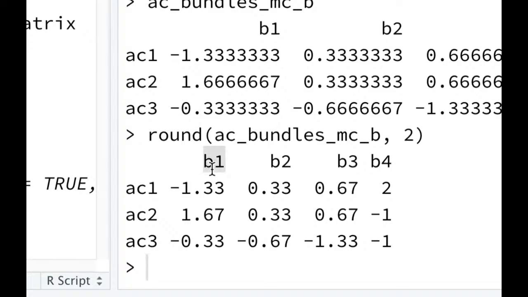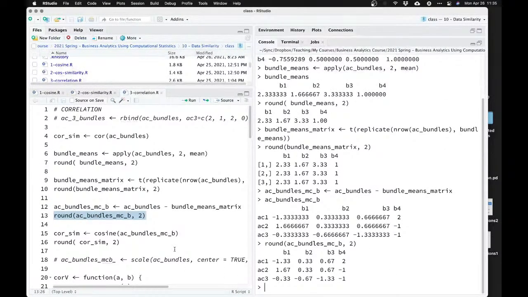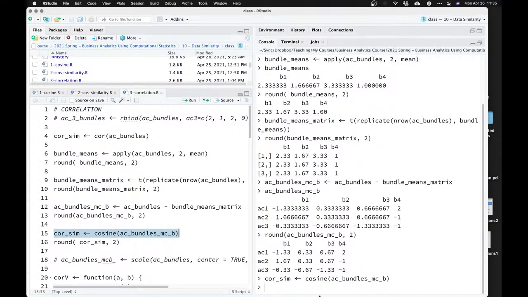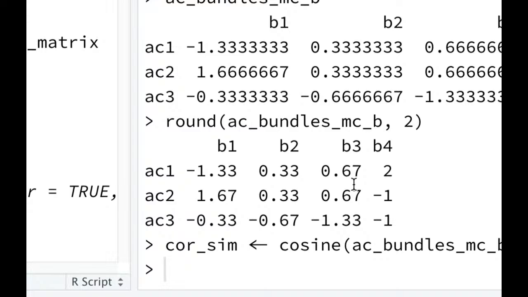So this is column B1, but now you notice some numbers are negative, some are positive, because each has the mean subtracted from it. Each value has the mean of that column subtracted from it. It would be impossible, I think, for any of these vectors to have purely positive or purely negative numbers. They must be now centered around 0. Each of these bundles now has a mean of 0 because I've mean centered them. And now to compute the correlation matrix, all I have to do is just take the cosine of this mean-centered matrix.